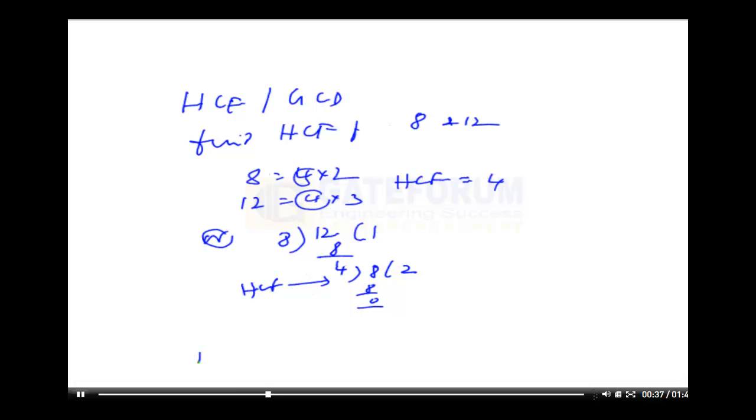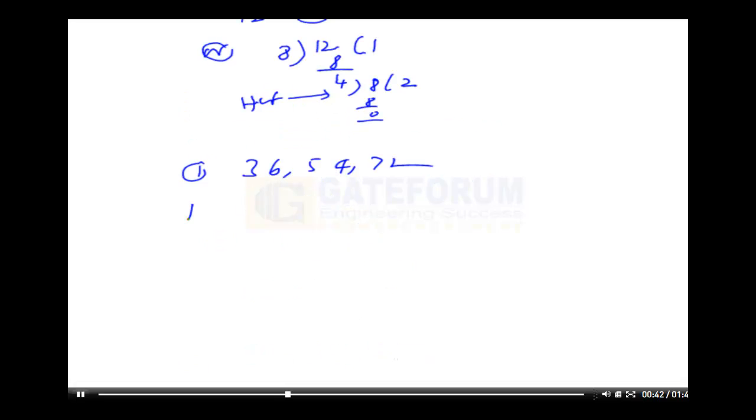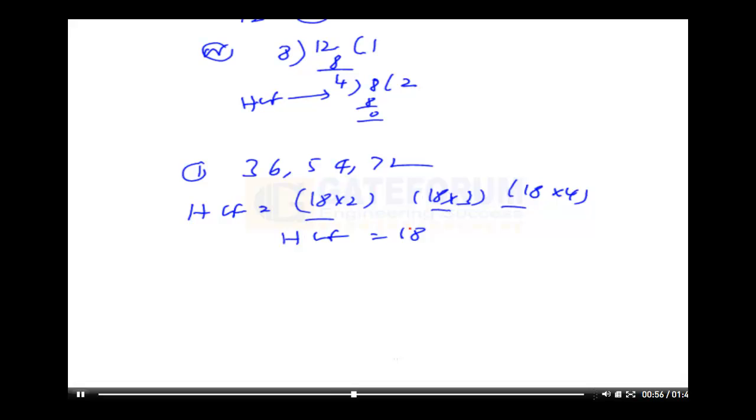Let's take some numbers. 36, 54, 72. What is the highest common factor? If you know the factors, the first number is 18 into 2, the second number is 18 into 3, the third number is 18 into 4. So you can easily write the highest common factor is 18.